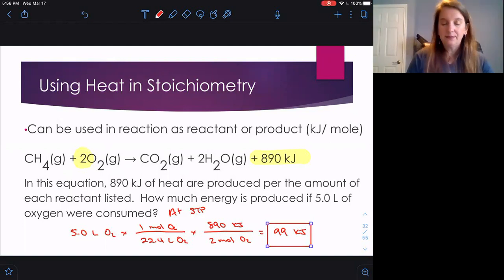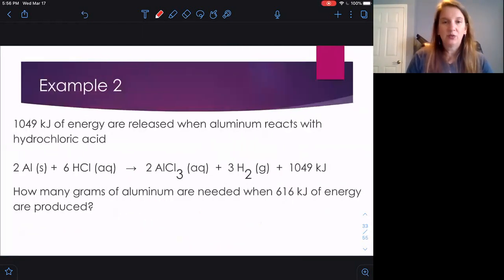Okay, and that's it. So let's look at the next question. 1,049 kilojoules of energy are released when aluminum reacts with hydrochloric acid. You can see our balanced chemical reaction here. We have our kilojoules of energy as a product because it says that the energy is released. It asks how many grams of aluminum are needed when 616 kilojoules of energy are produced.